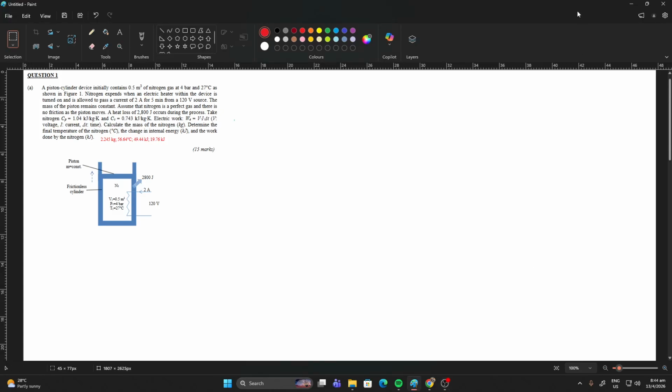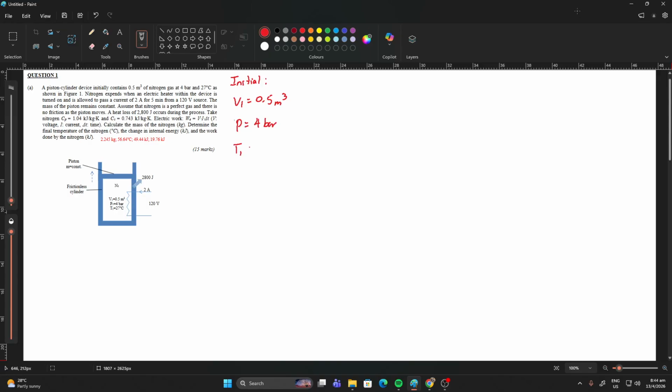Alright folks, today we will be doing thermodynamics, one of the questions from Daniel's examples. Let's dive right in. We have initial properties. V1 equals 0.5 meter cube. Pressure is 4 bar.